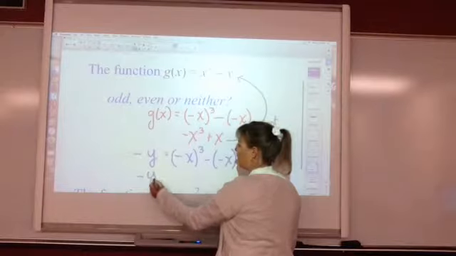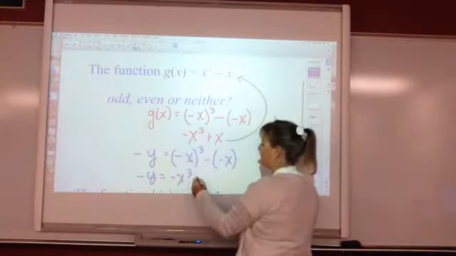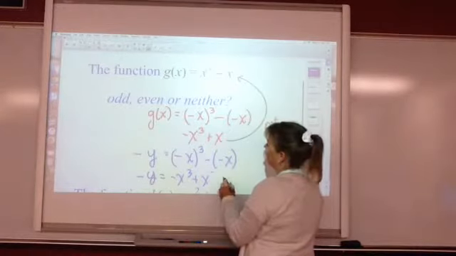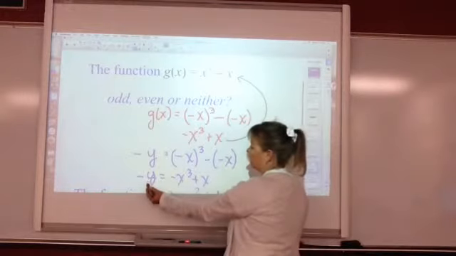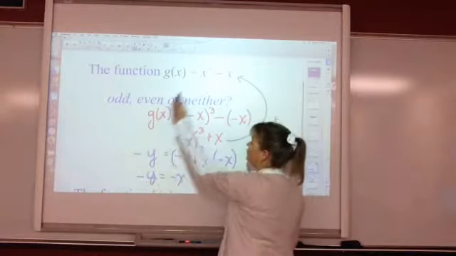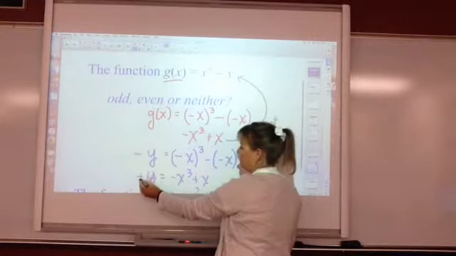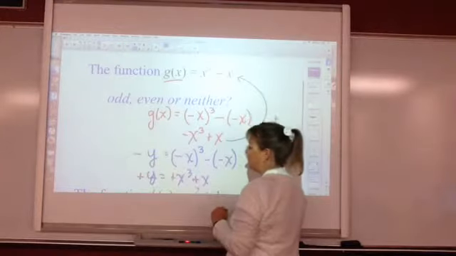We get negative y equals negative x cubed. We already know this one because it's up there. Plus x cubed, or plus x. Aha, take a look at this. You have a negative y over here. We can't have a negative y. We have to have a positive y, or a positive g of x. So I'm going to change this to plus, which automatically changes everything on the other side of the equation.